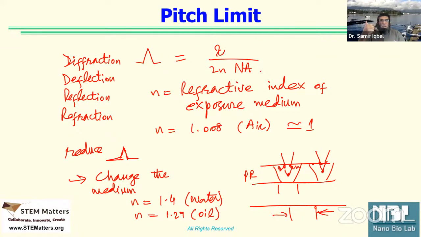Say, I'm just giving a number, if I use a 436 nanometer wavelength, that will give me a pitch, which is the distance, so I have to keep my devices away from each other. But if I use a 365 nanometer wavelength, I can make my devices closer. So in 1 centimeter by 1 centimeter, instead of 100 devices, now I can put 120 devices there.